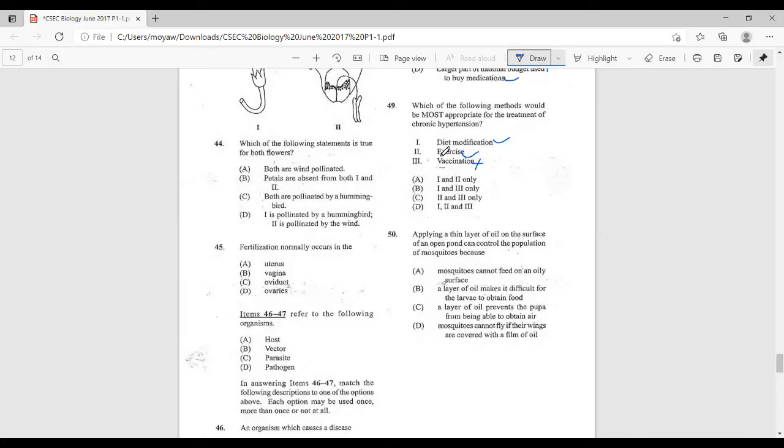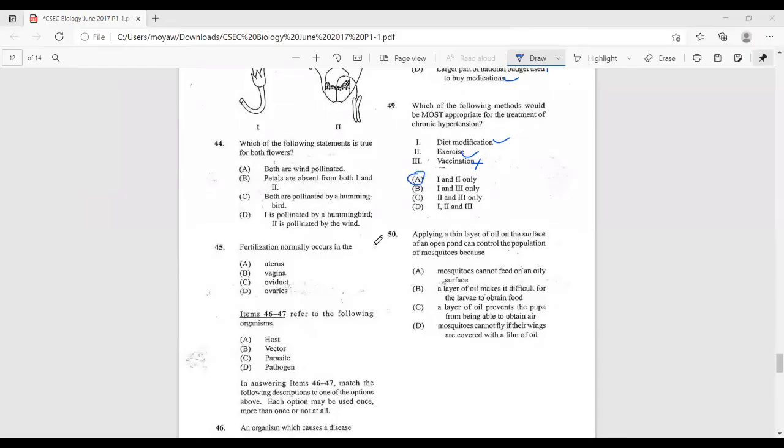All right, so the only things that can help hypertension would have been the diet modification, that is the person changing their diet, and the person exercising, because hypertension is a lifestyle disease, meaning that you get this disease based on your lifestyle. Maybe you're not eating healthy and you're not exercising, and as a result you have hypertension, which is high blood pressure. So the answer is not 2, but 1 and 2 rather. So 1 and 2, which is A.